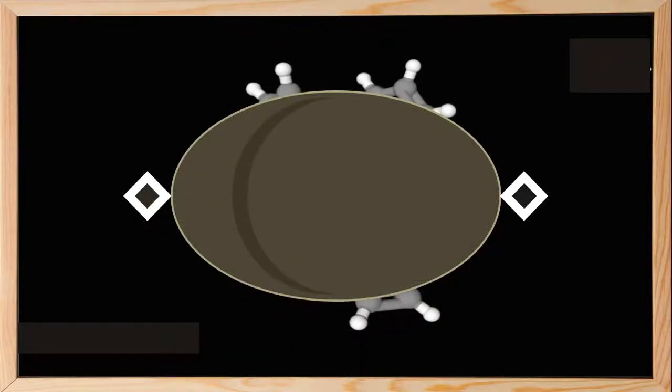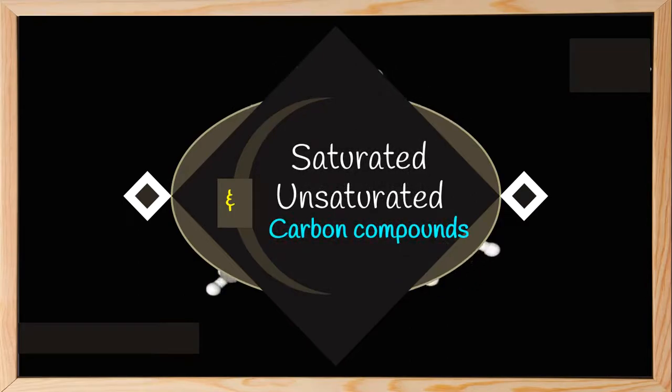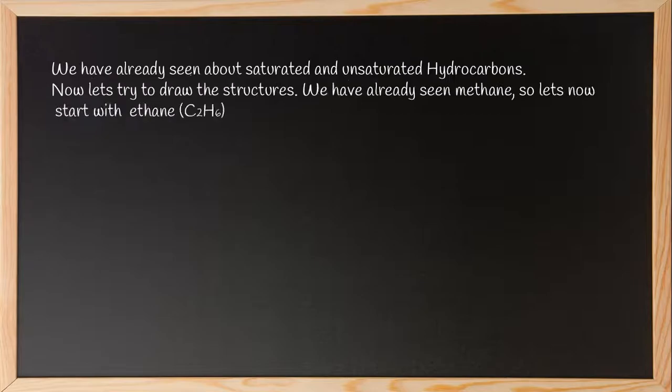In this video, we will learn about saturated and unsaturated carbon compounds. In the previous video, we have already seen about saturated and unsaturated hydrocarbons. Now let's try to draw the structures. We have already seen methane, which has the formula CH4. We also drew the electron dot structure for it.